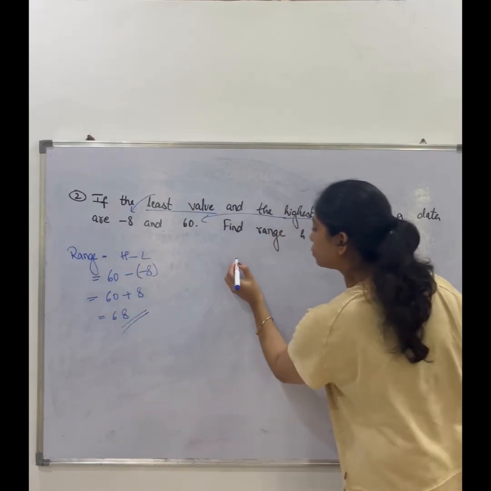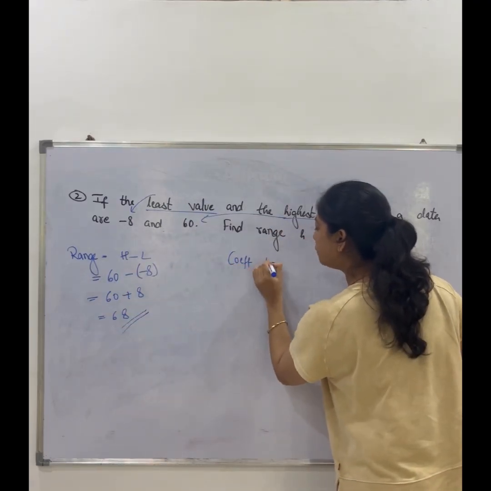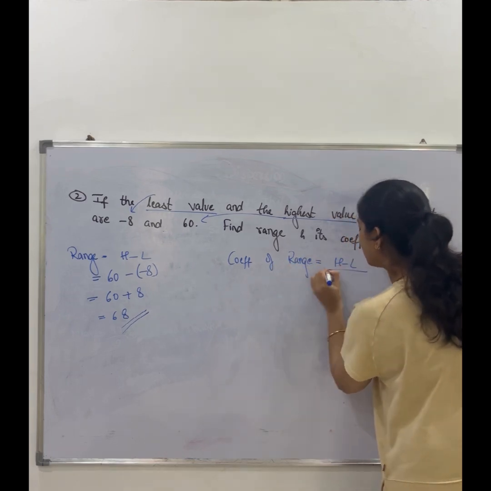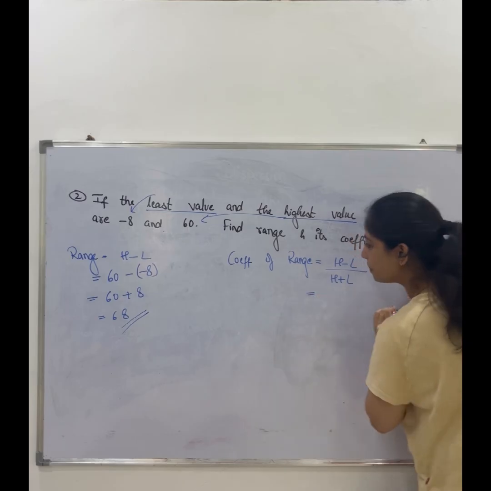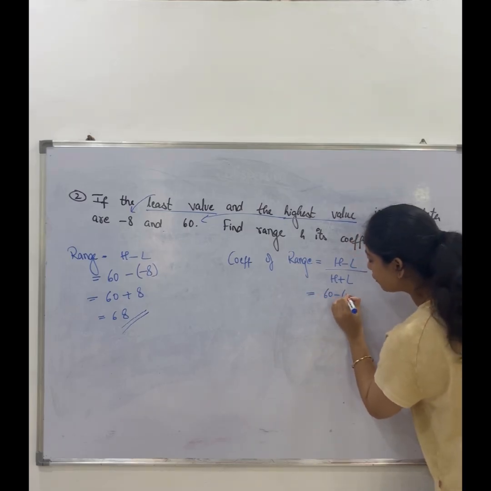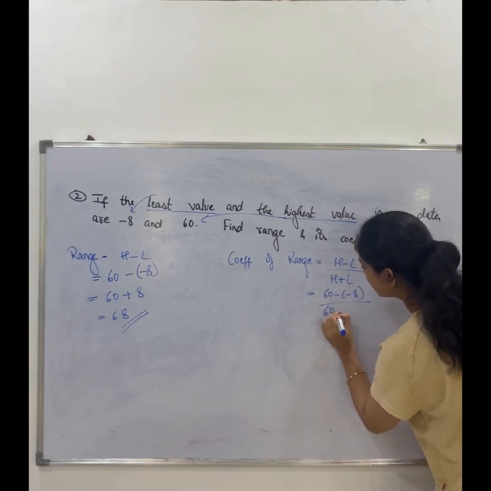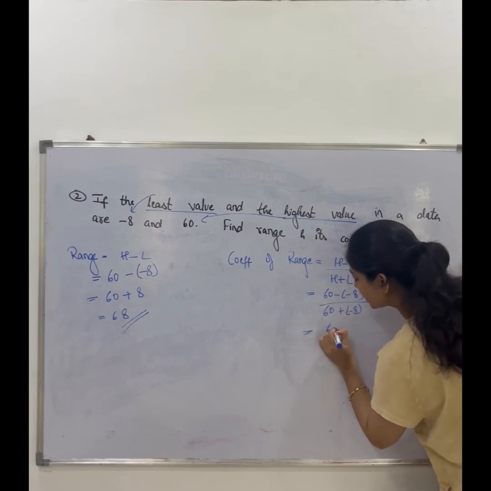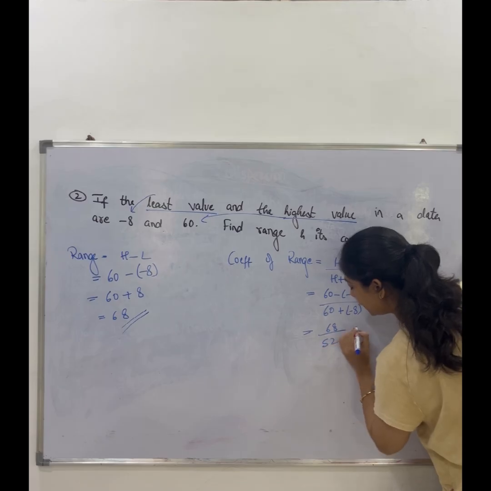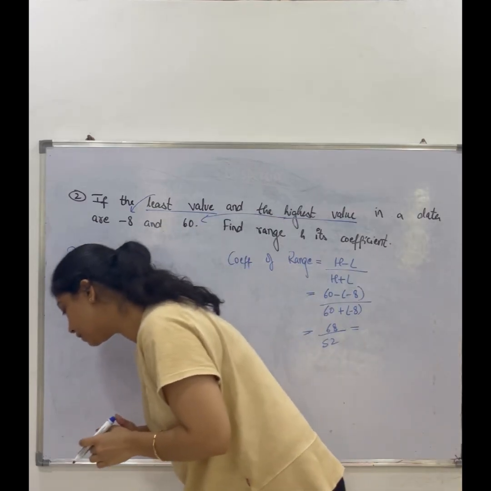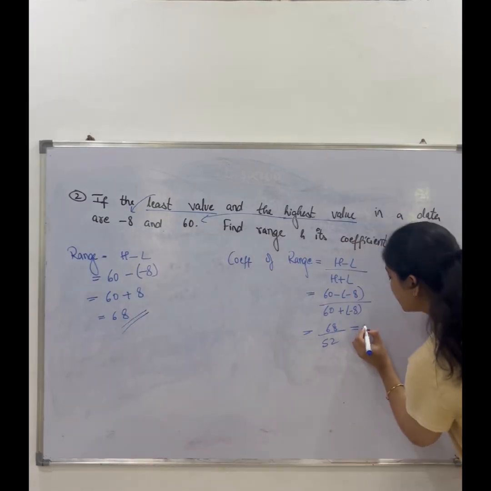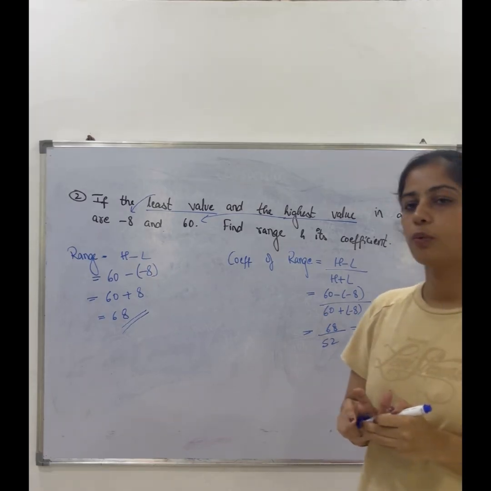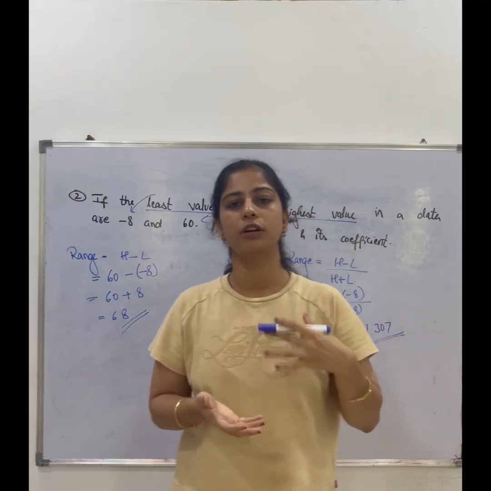Now let us go to the next thing, which is the coefficient of range. The coefficient of range formula is highest minus lowest divided by highest plus lowest, which is 60 minus of minus 8 divided by 60 plus minus 8, which is 68 by 52. So the answer for this will be 1.307. This is your answer for the coefficient of range. Now you can use your calculators.